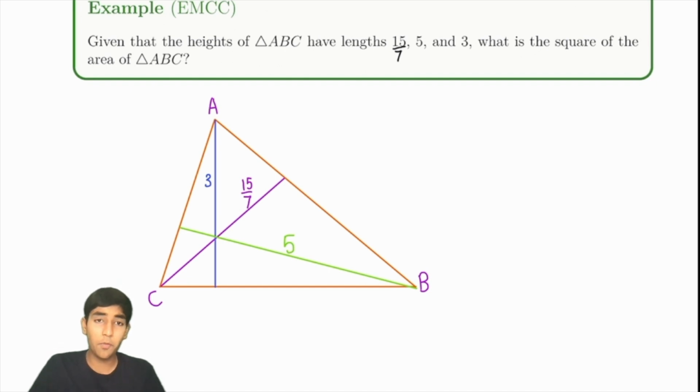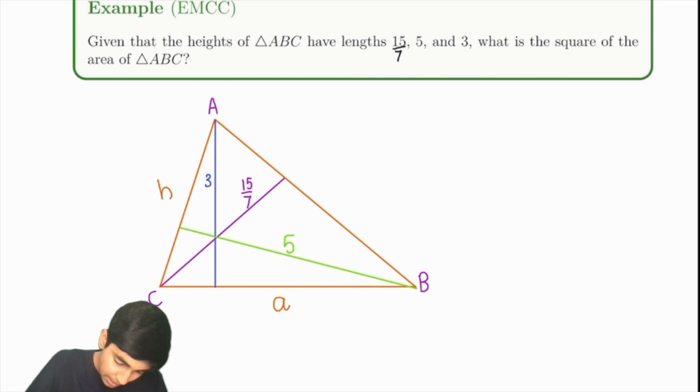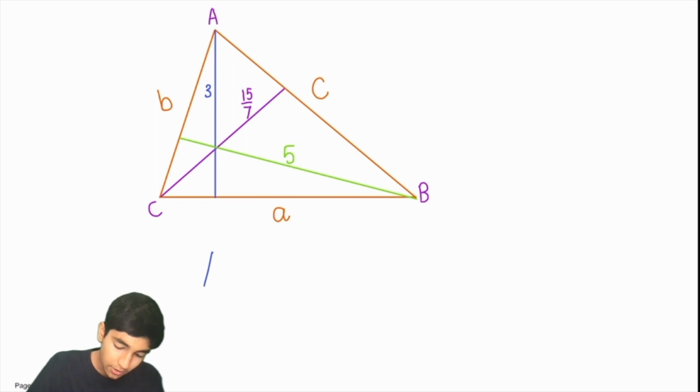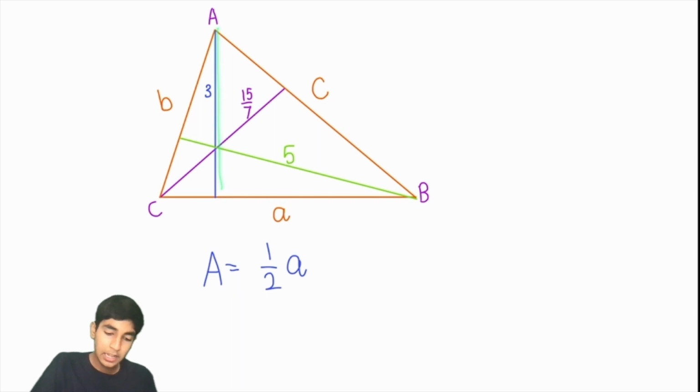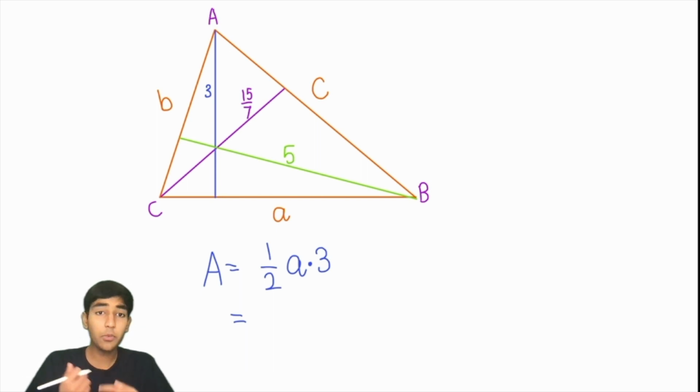We don't know what they are, so the best trick here would be to call them variables. Let's say that this over here, let's call this side length a, this side length b, and this side length c. So now, in terms of these side lengths, let's find the area. Area equals half times base times height. The base is a, so just a, like that. The height is 3, so half base height is half a times 3, of course.